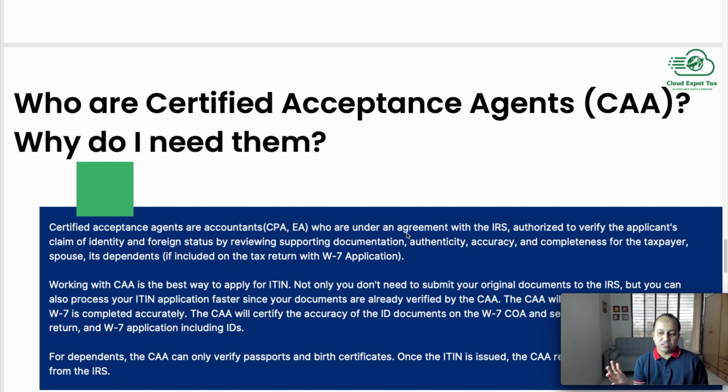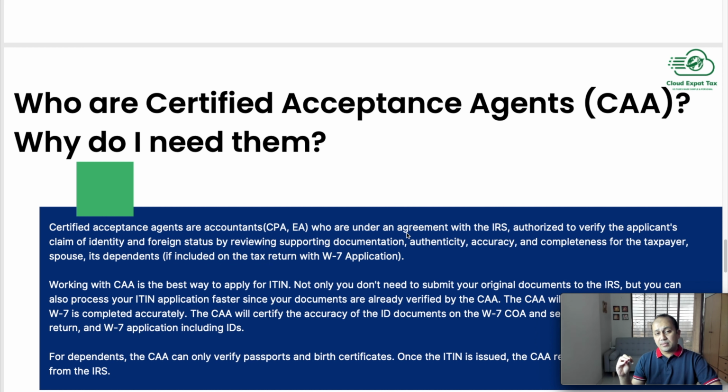And this is one of the fastest ways to get an ITIN, because ITIN does take time. The usual time is about 10 to 14 weeks, and a lot of people submit their ITIN applications incorrectly, the application gets rejected, and it takes a long time to reapply and get the ITIN again. So my recommendation is to work with a certified acceptance agent in your area.